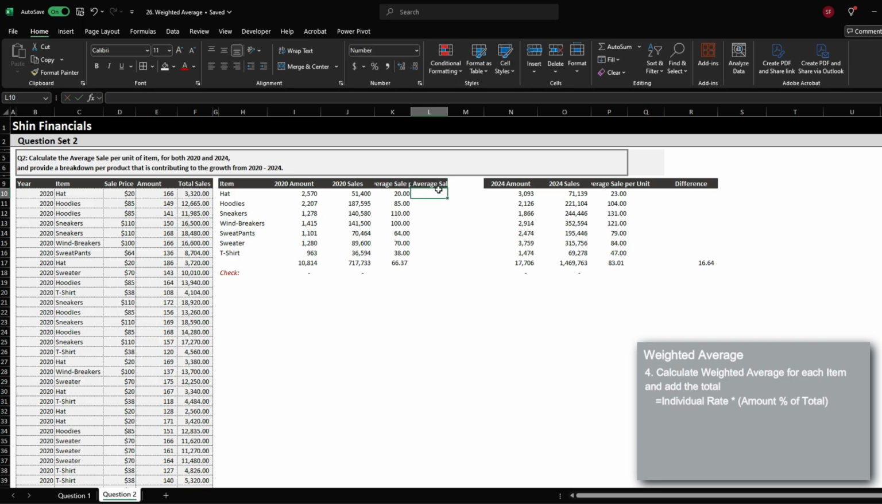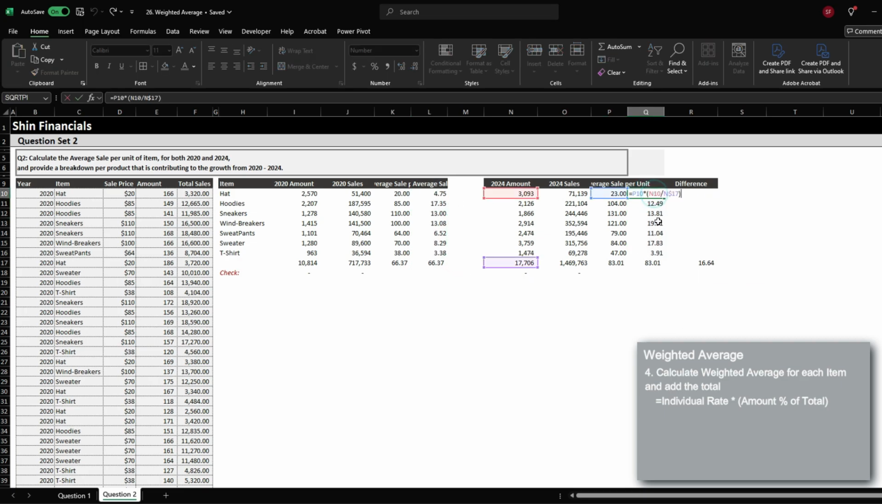So like we did before, we need to calculate the average sale per individual unit times the relative total. This time our base is going to be the amount sold. So I'm just going to multiply the average sale per unit by the base amount divided by the total. And then when I calculate the total here, again, gets us to the 66.37. So we can copy this formula over. And again, we have the average of 83.01.